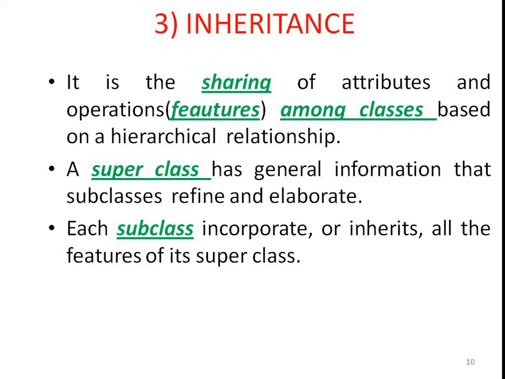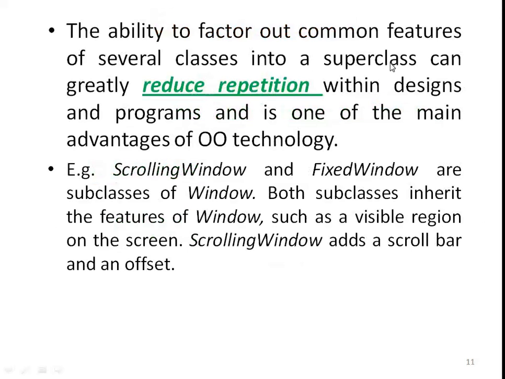A subclass has general information that can be refined and elaborated, and each subclass incorporates or inherits all the features of its superclass. So the student inherits all the features of its parents. The ability to factor out common features of several classes into a superclass can greatly reduce repetition within designs and programs, and is one of the main advantages of object-oriented technology.